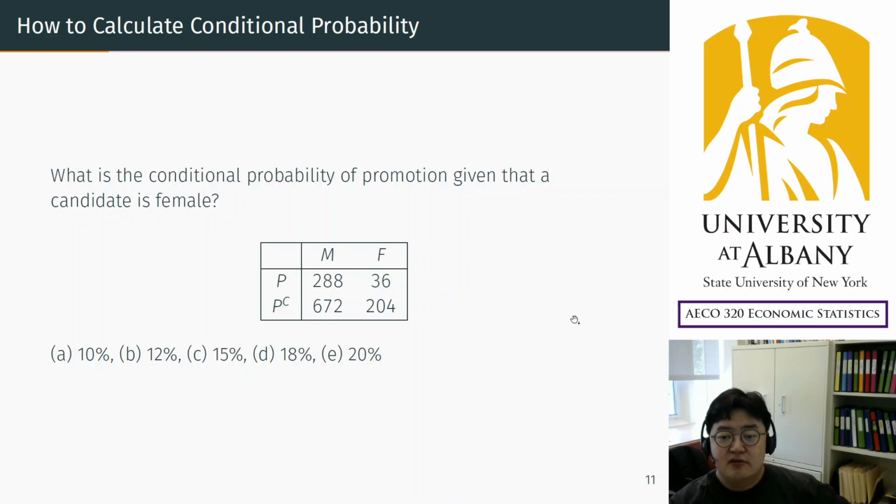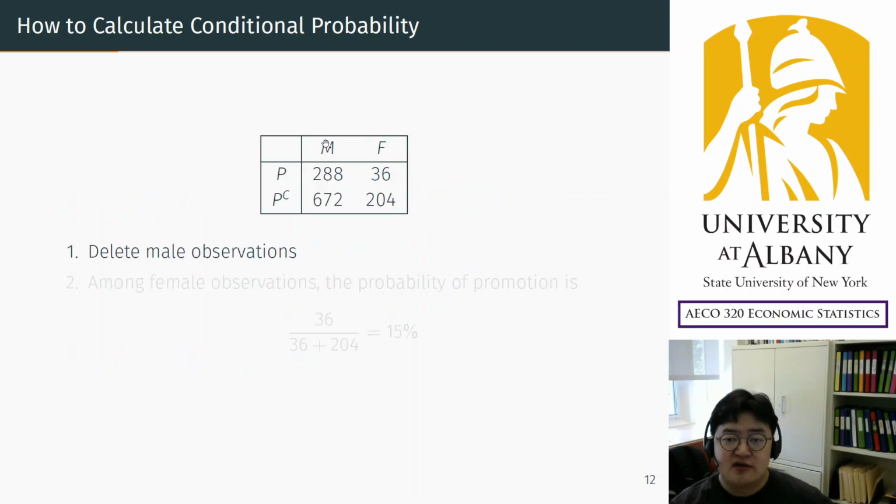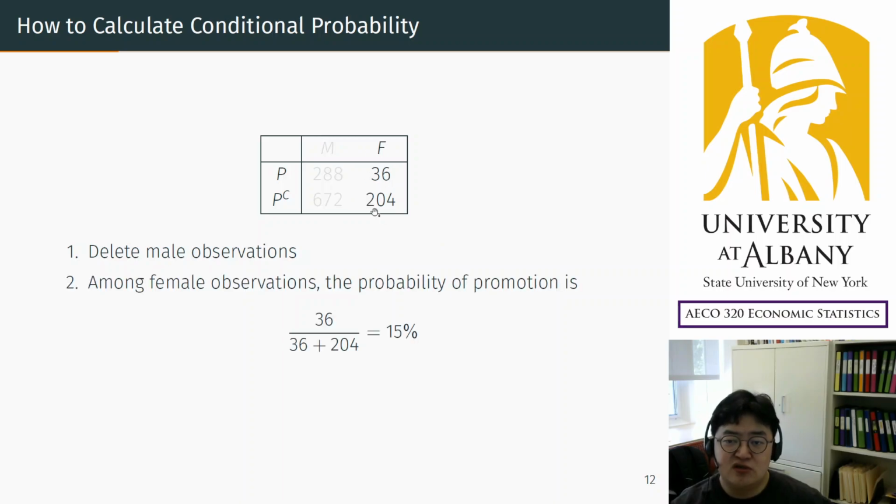Okay, so let me show you the answer. Straightforward, delete M. So we only use this side, this column, and calculate probability of P. 36 out of the total number, which is 15%. That's exactly how we calculated the probability earlier in this example.